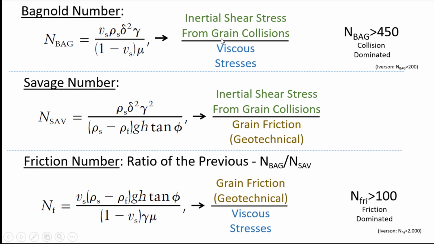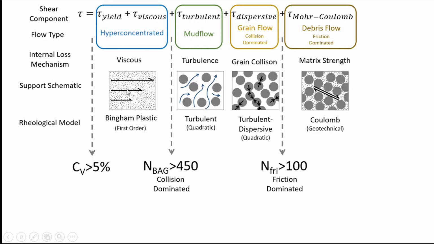Basically, if internal shear stress from grain collisions is a lot greater than the viscous stress, well, that is actually a quantitative threshold for moving into a grain transport or a debris flow model. And so the idea here is that you can actually make these transitions quantitatively, or if you have to defend these, we have this basic threshold of any concentration above 5 to 10% is a hyperconcentrated flow. You want to start using Bingham above 5 to 10%. But then you can't just use concentration because there's too many other things going on.